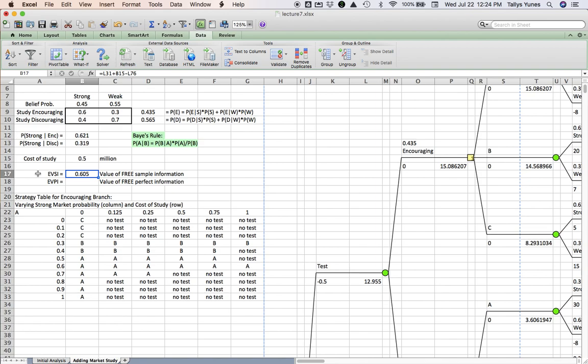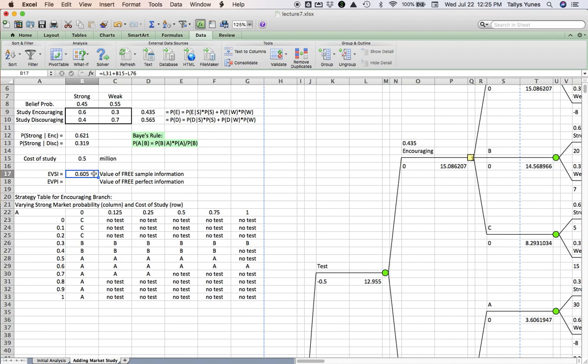So what is it saying? $605,000, because these numbers are in millions, is the value of this test. You can interpret this number as the maximum you would ever pay for this particular test. $605,000. That's why, even though it cost $500,000, I still chose to do it, because it brings in a value of $605,000, more than $500,000.